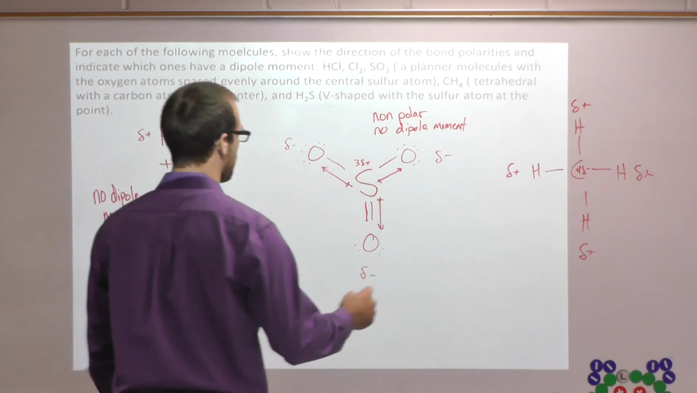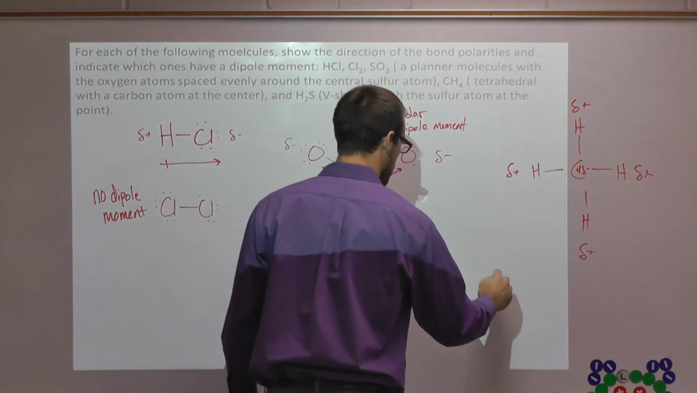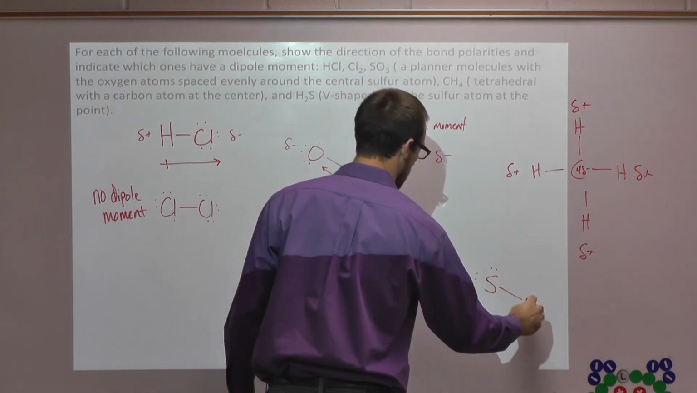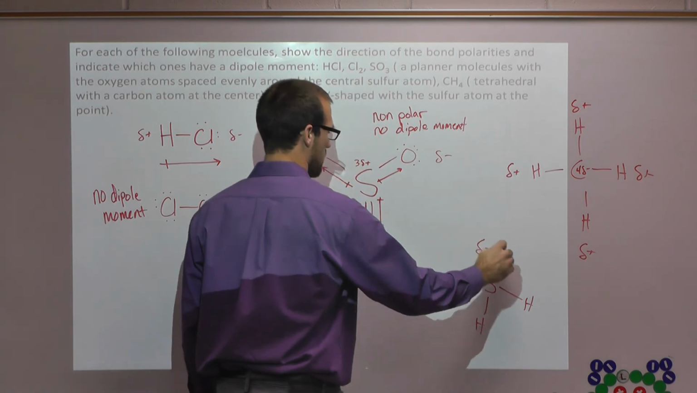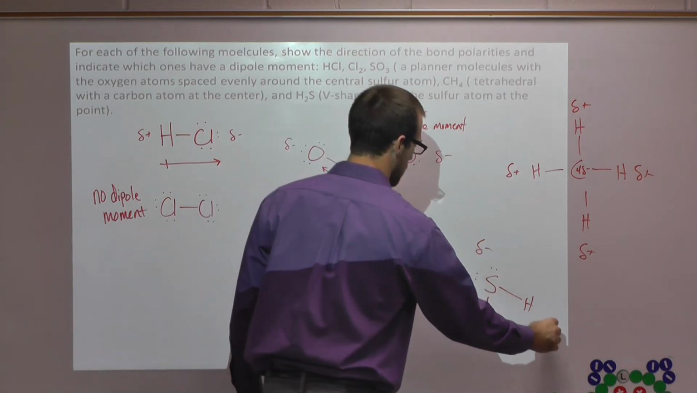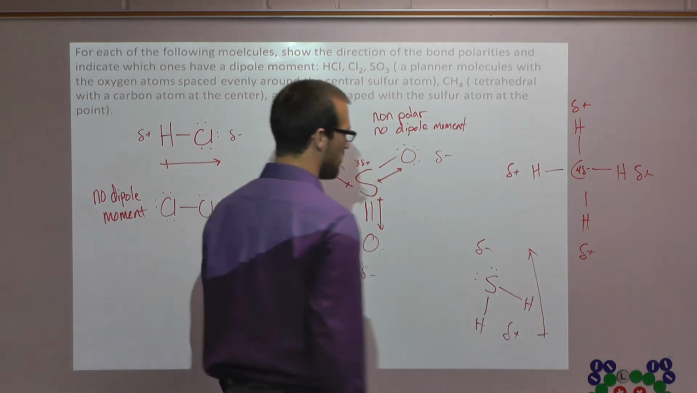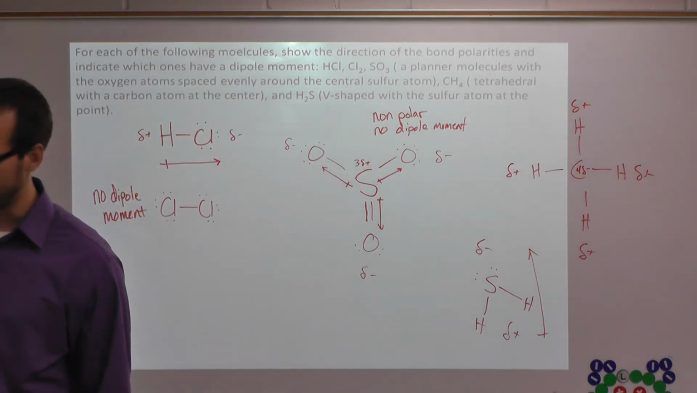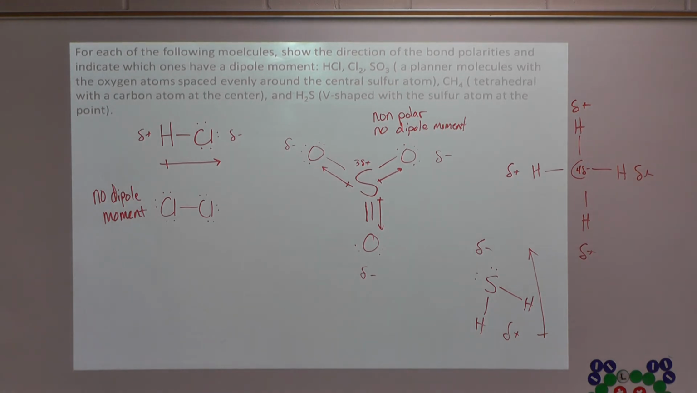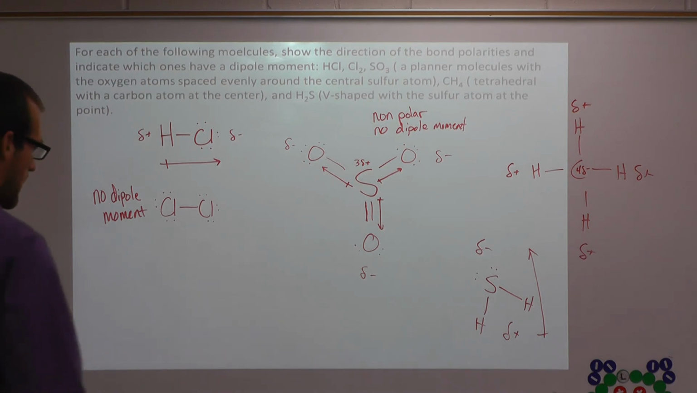Okay, last one. I told us it was a bent structure. So this one does have a dipole moment, looks like that. You can put it through the molecule if you want. I choose to usually put it beside it, even though it probably doesn't give a super great accurate arrow as the direction of pull. Okay, any questions?